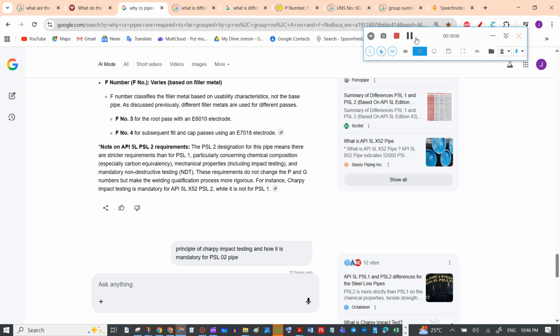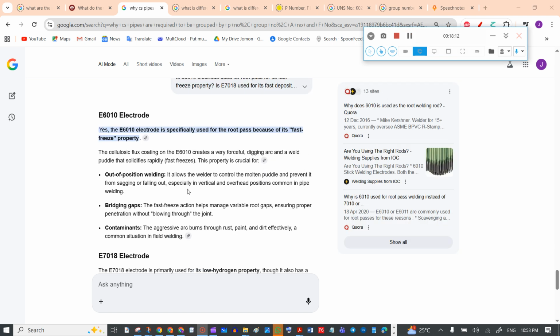So another question arises: why are we using E6010 as a root pass material? Why are we using the E6010 electrode? Because it is used in the root pass because of its fast freeze property.